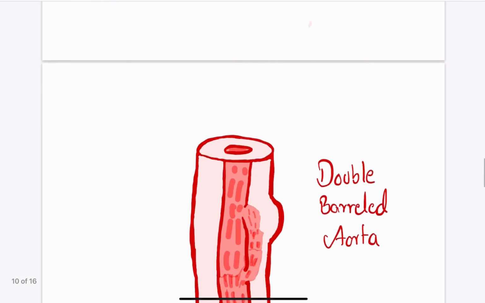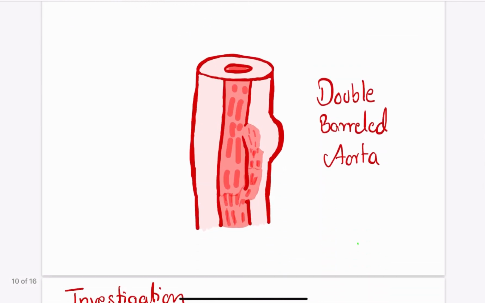In some instances, the dissecting blood or hematoma can re-enter the true lumen through a second distal intimal tear, creating a new false vascular channel. This condition is called double-barreled aorta.